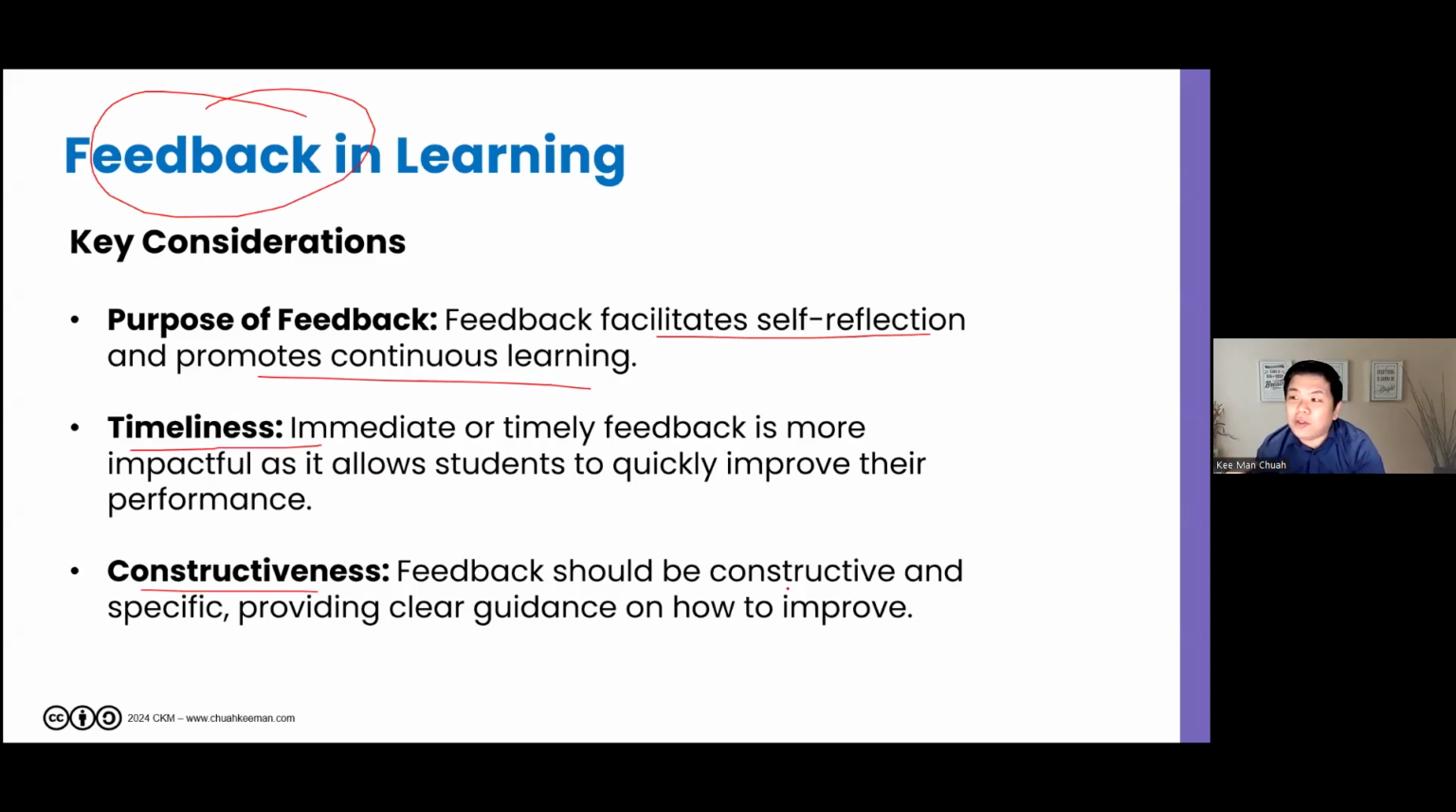The problem is we don't have time to give feedback to every assessment. Most of the time, by the time you finish all assessments, it's already the end of the semester. The student will not have the chance to improve.